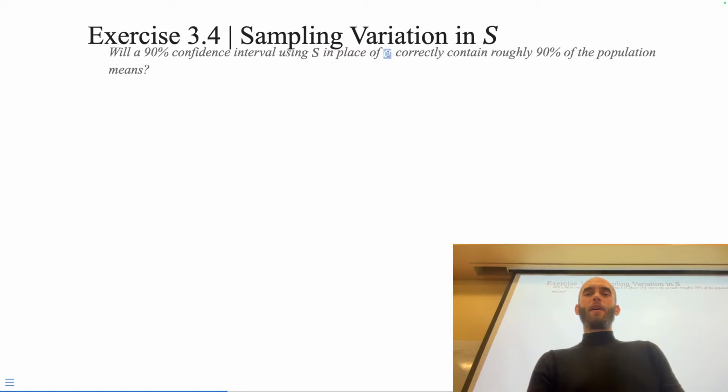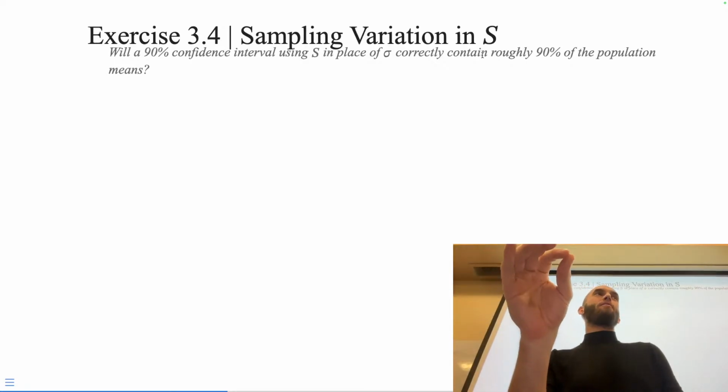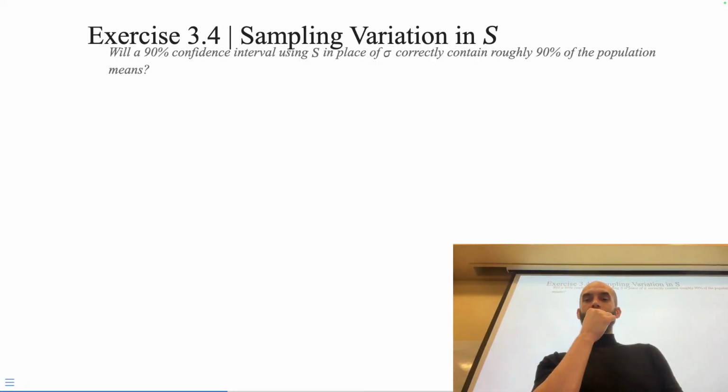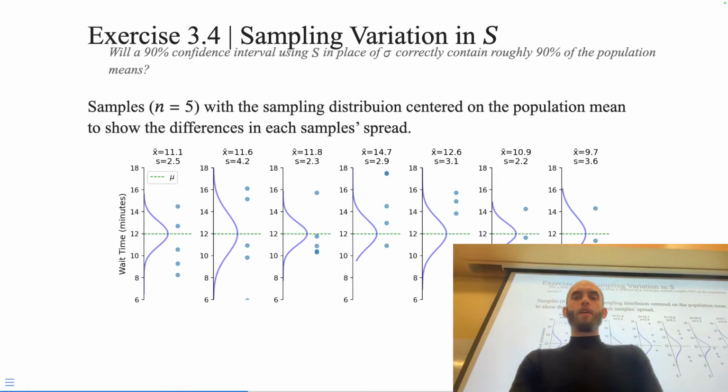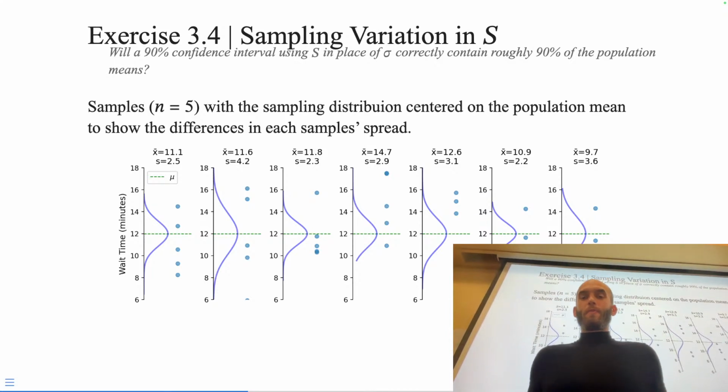Okay, so our question: will a 95% confidence interval using S, the sample standard deviation, replacing sigma, correctly contain the population mean? Maybe a better way of saying it is, will the confidence interval correctly contain the population mean 95% of the time? The answer is no. And I'm going to show you why we can't just swap these things and give you an intuitive sense for why. So this is, I think, the first picture of why.